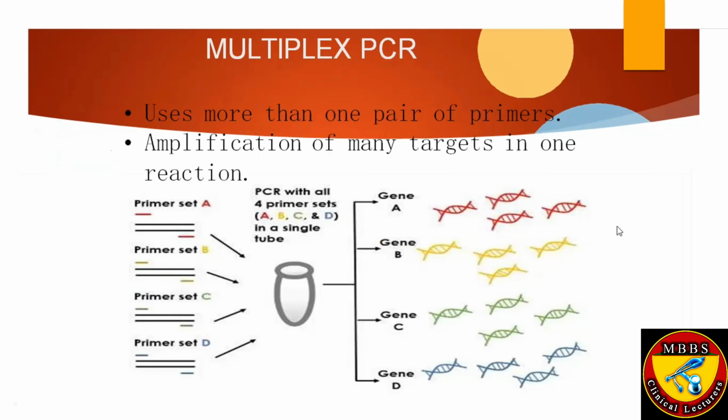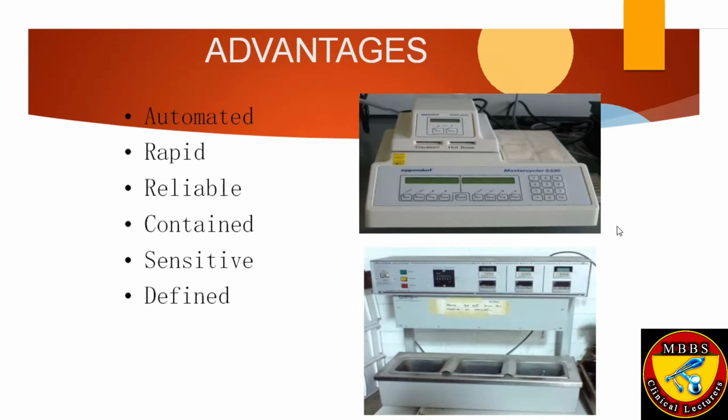Multiplex PCR uses more than one pair of primers, allowing amplification of many targets in one reaction. In the previous one, there is only one target which gets amplified. Here, multiple targets are amplified, which we call multiplex PCR. What are the advantages? They are automated, rapid, reliable, sensitive and well defined.